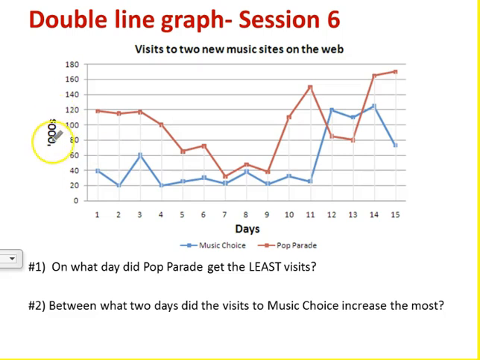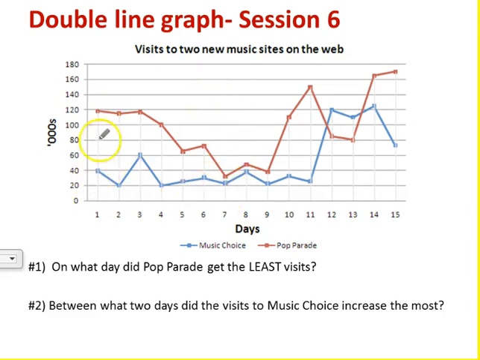So this is per thousands. That's what this is letting us know, that the scale is by thousands. So right here, there would be 40,000 visits on day 1 to the website Music Choice. So here are our 2 different websites. We're visiting Music Choice and Pop Parade. So we are tracking how many people visit the website Music Choice and how many people are visiting the website Pop Parade, using all of the information on this graph to help us figure out what this graph is all about.